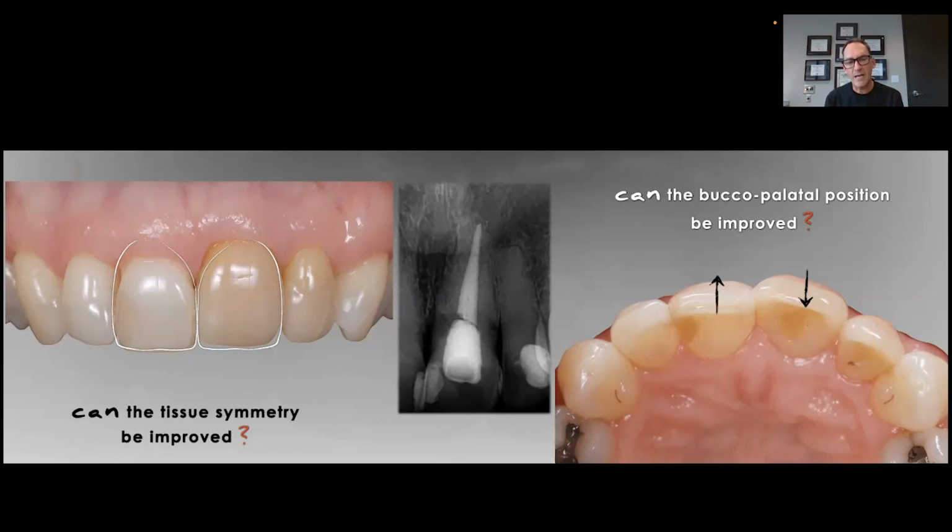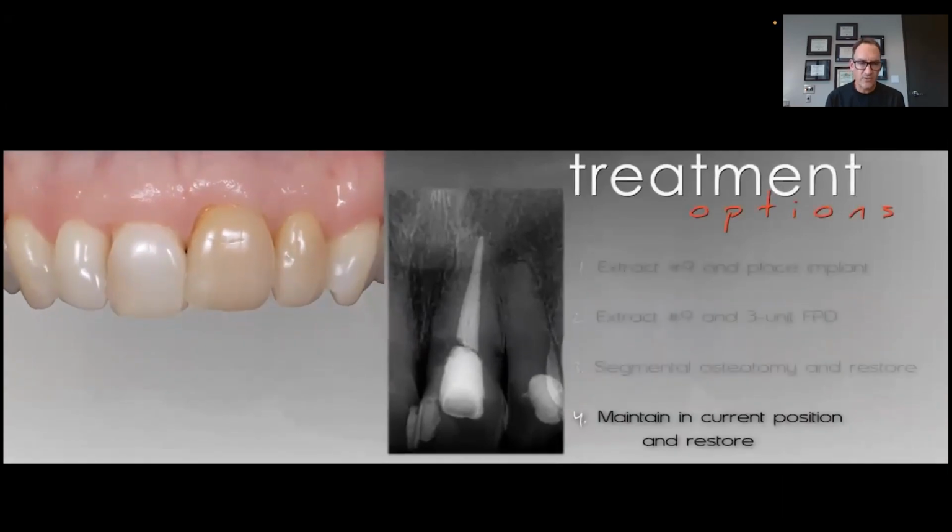So my plan is I'm going to actually keep these teeth, and I'm going to restore the centrals and the left lateral so I can change the color of the left lateral and central. And then I can move the tissue up on the right central and restore those three.